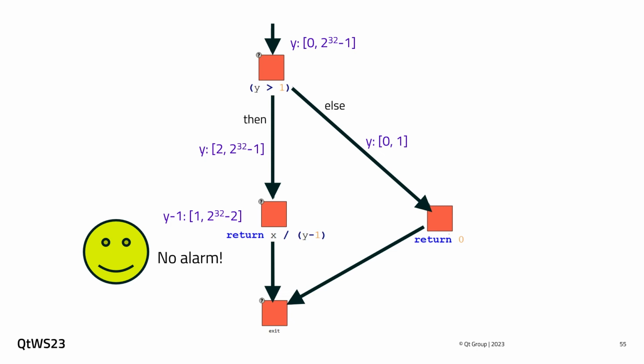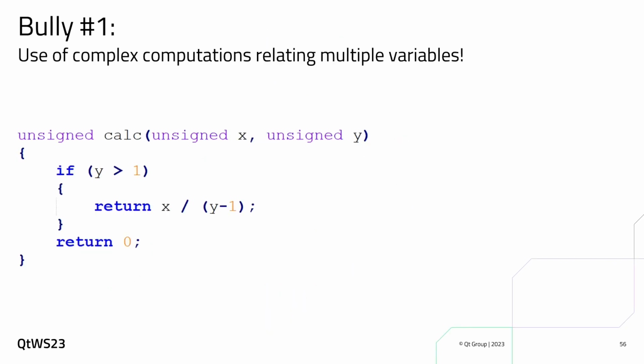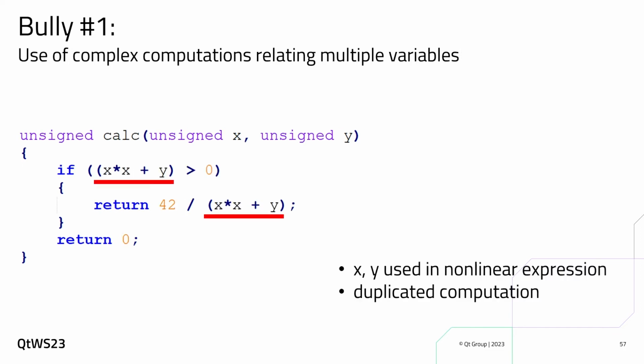Great, very nice. So this is good, but we want to bully the tool. So what can we do? Well, we can just use very complex computations now instead of this y greater than 1, relating multiple variables. For example, we write something that looks not that bad: x times x plus y. And we check this here, is it greater than 0, and we just divide by it over here. So it's a nonlinear expression, x times x, and we have duplicated this computation here.